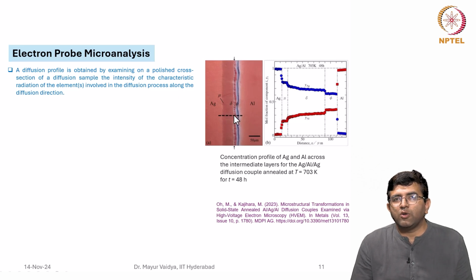So here you can see, for example, this is a silver aluminum diffusion couple, and here are the different zones in the interdiffusion that are formed. You can see this phi phase here, the delta, the mu phase, and this is the line along which the EPMA scan has been taken. So you can see here, this is the composition of the different phases that are obtained.